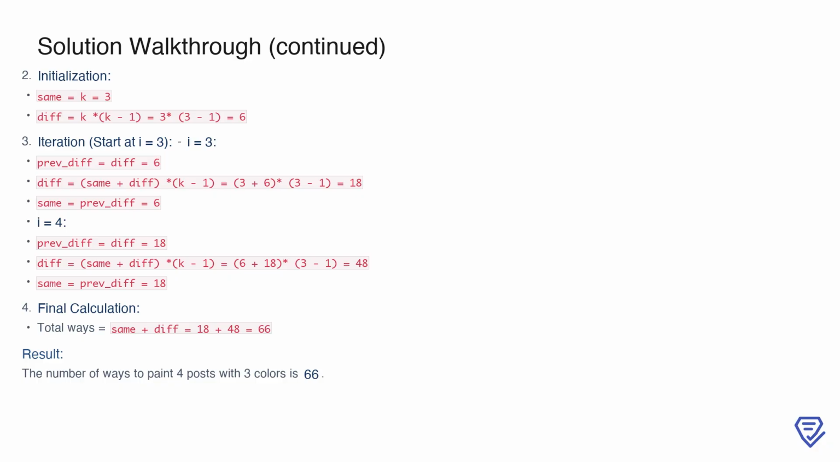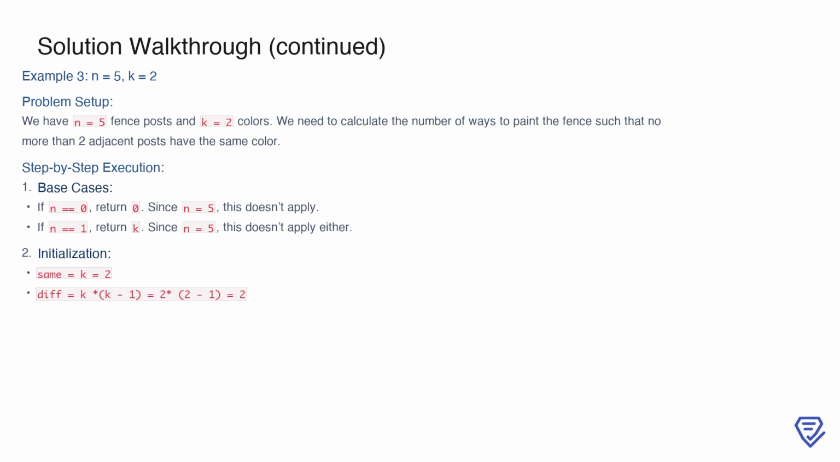Finally, the total number of ways to paint the fence is determined by adding same and diff. Adding 18 and 48 gives us 66, meaning there are 66 ways to paint 4 posts with 3 colors while following the constraints. Now let's consider another example, where n equals 5 and k equals 2.